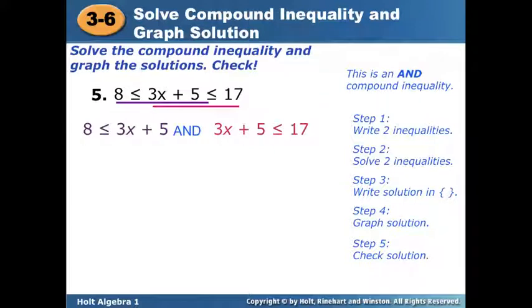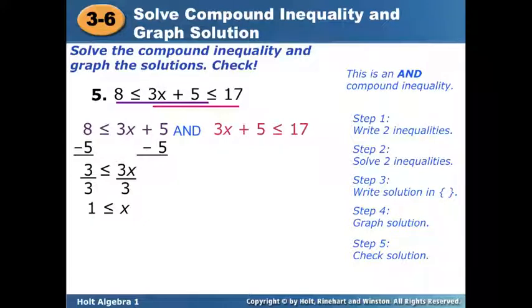Let's check your answers. You should have subtracted 5 on both sides. 3 is less than or equal to 3x. And then divide by 3. You find your solution 1 is less than or equal to x. Remember, you may want to leave your solution with the variable on the right so that it can correctly fit into our set notation. If it helps you to flip it around for graphing, feel free to do so.